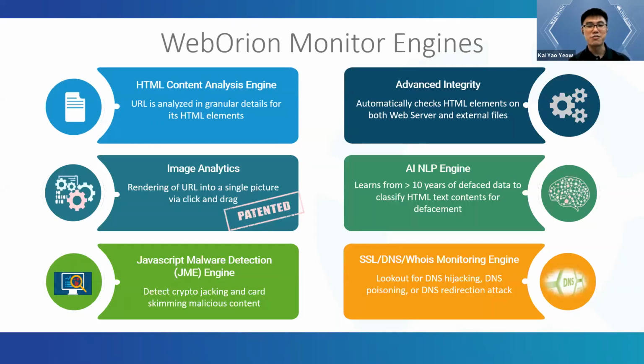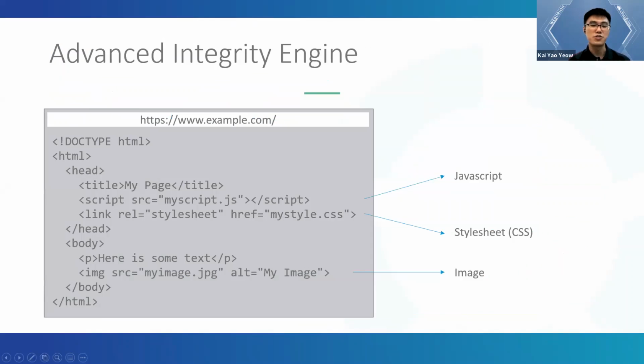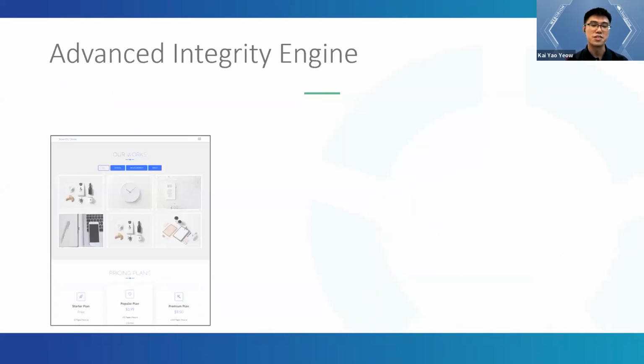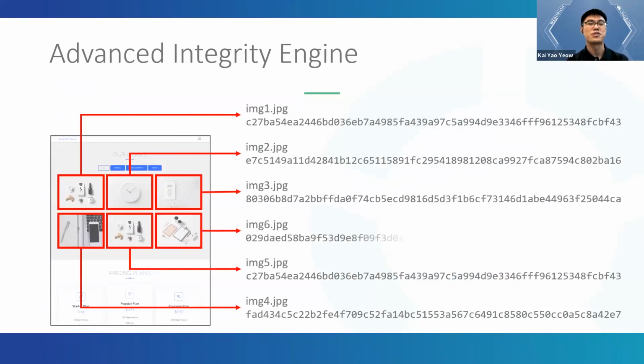How the advanced integrity engine works is that on a web page, we have things like JavaScript, CSS, and images, as those familiar with how a web page works should know. We download all these files, hash them, and check them in. With the hash, we can check that the image or the script is still the same. For example, in this sample web page, there are 6 images. We download each image, calculate the hash, and check that the hash remains unchanged the next time we check the page.